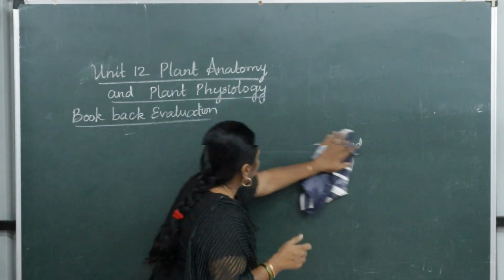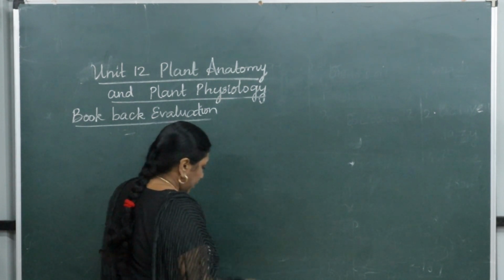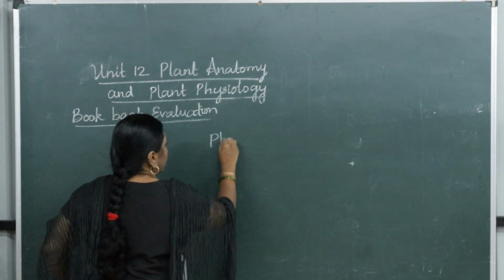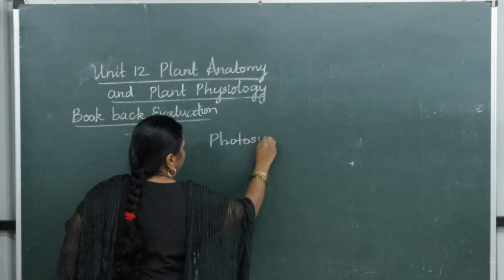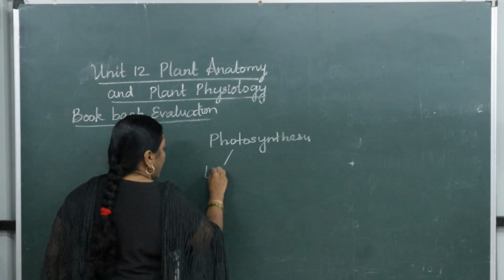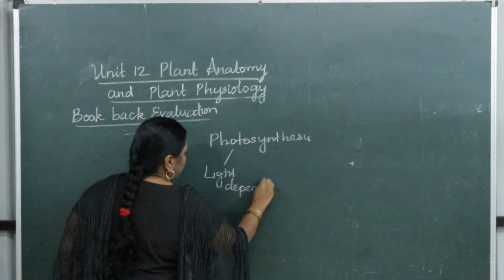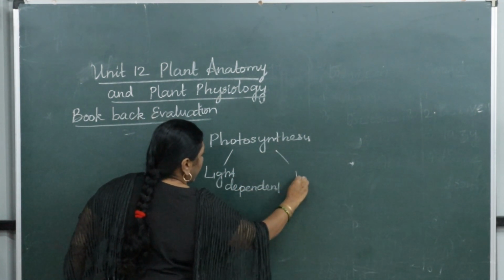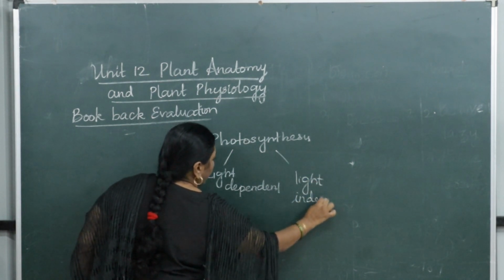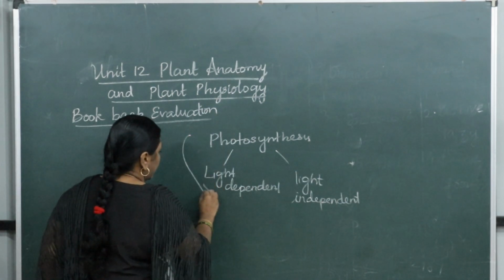And the final question of 2 marks. Okay, why should light dependent reaction occur before light independent reaction? In photosynthesis we saw there are two phases. Light dependent, next light independent. Light dependent needs light, so solar energy is trapped.